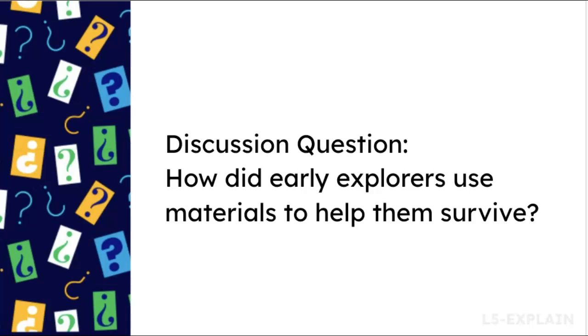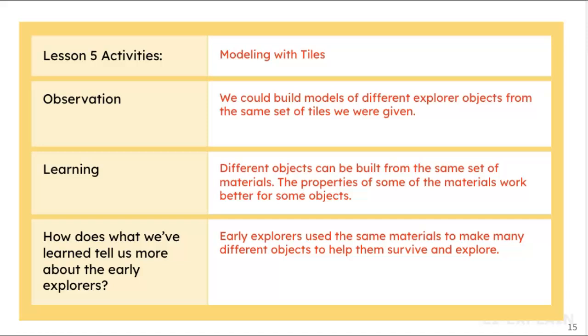In the Explain portion of the lesson, students will engage in a class discussion. You'll invite students to gather and analyze their observations around the Building Explorer Objects activity. You'll use the provided questions to guide the discussion around how did early explorers use materials to help them survive? The goal of this class discussion is to come to a class consensus that many objects can be made from the same materials. You will use the discussion to create the Lesson 5 summary chart. From the discussion, students should understand that early explorers used the same materials to make many different objects to help them survive and explore.